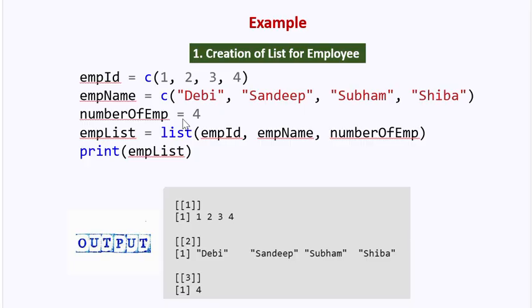This first one is a collection of the first set of data, which is nothing but the ID numbers, the employee details of all the employees. The second tells about the names of the employees, and the third is nothing but the count of the employees. So in this way, we can create a list.